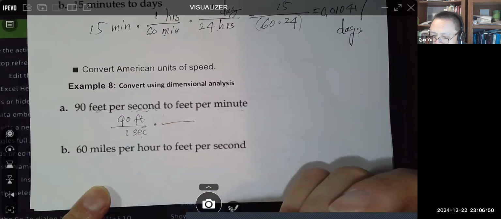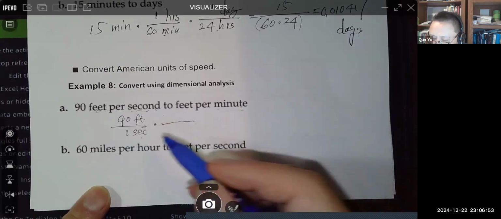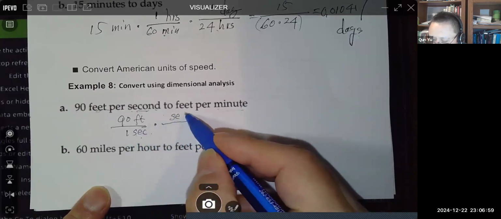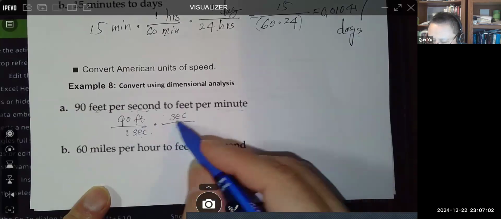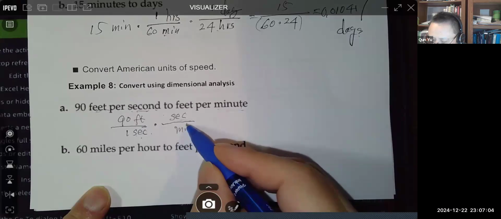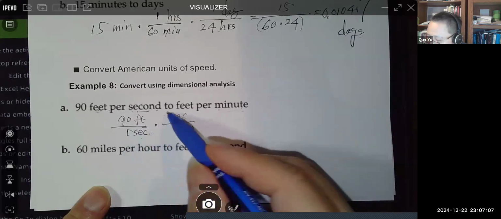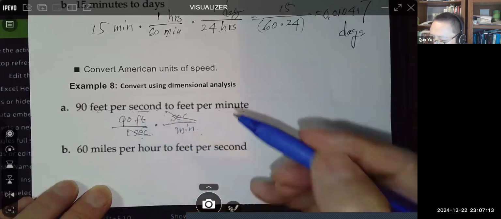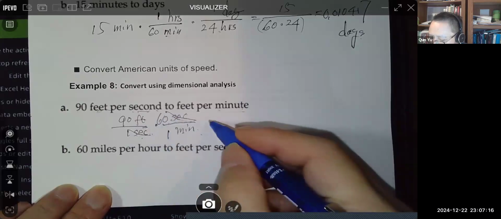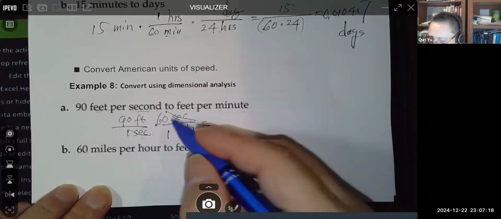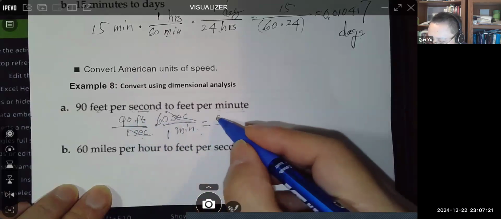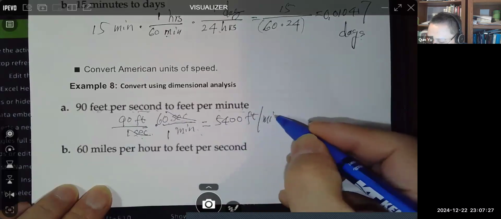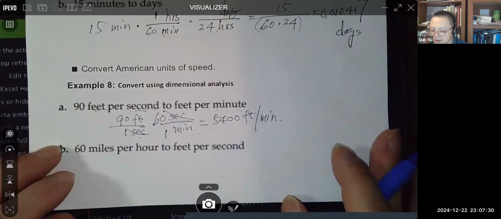So remember, if we want to cancel it, these two have to be on different sides of the fraction. Since the second, the one we want to cancel, is on the bottom, we need another one on the top. The counterpart is on the other side of this bar. That is a minute. So imagine second canceled, what do we get? Minute on the bottom, feet per minute. Makes sense, right? 1 minute, 60 seconds. So all we need is to multiply 60 and 90. That's 5,400 feet per minute. Yeah, 90 feet per second. That's pretty fast.